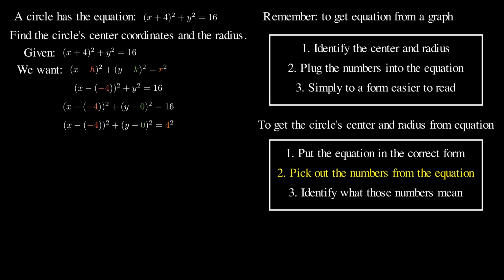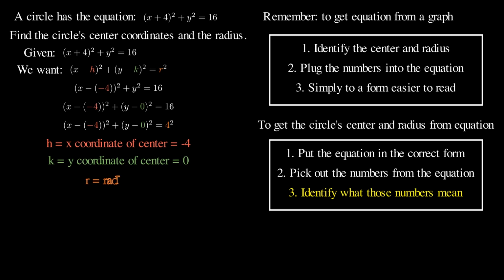Pick out the numbers from the equation. Well, I've already color-coded this, so we don't really need to do this step. Let's move to step 3. So h is always going to be the x-coordinate of the center, and I've highlighted it in red. In this case, it's going to be negative 4. Now, k is always going to be the y-coordinate of the center, and in this case, I've highlighted it in green, so it's going to be 0. And lastly, r is the radius of the circle, and in this case, it's going to be 4. So basically, this last step is testing whether you know where the x-coordinate, the y-coordinate, and the radius lie in the equation.